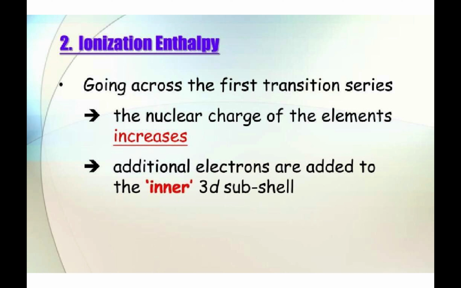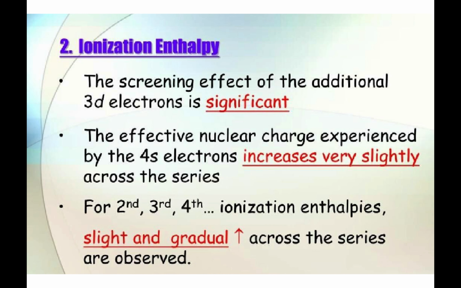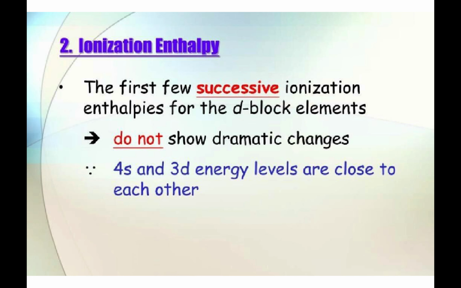Going across the first transition series, the nuclear charge will increase because the additional electrons go to the inner 3D subshell. The screening effect of the added 3D electrons is very important, so the 4s electrons experience an effective nuclear charge that increases only very slightly across the series. For the second, third and fourth ionization enthalpies, there is a slight and gradual increase across the series. The first few successive ionization enthalpies for D block elements do not show much change, as 4s and 3D energy levels are close to each other, as we had learned before.